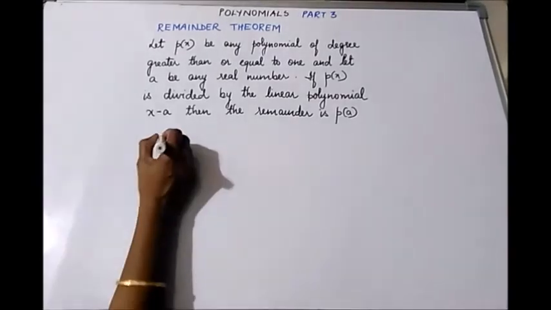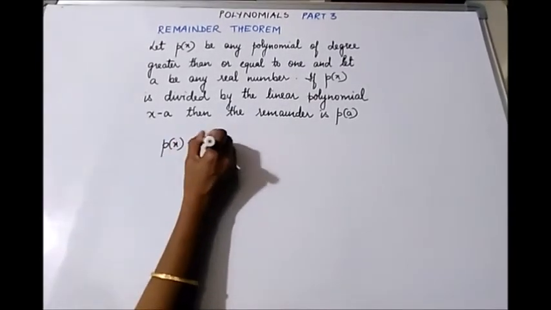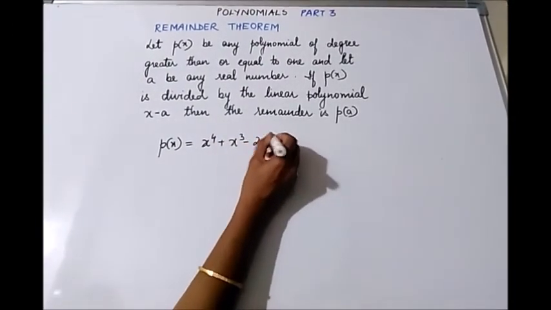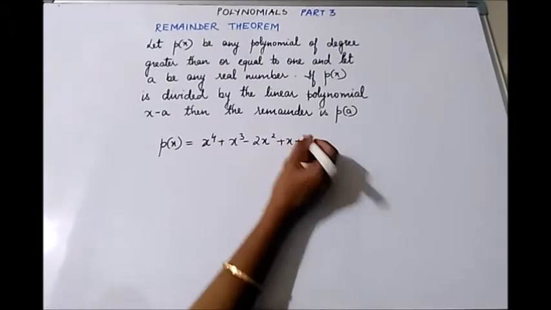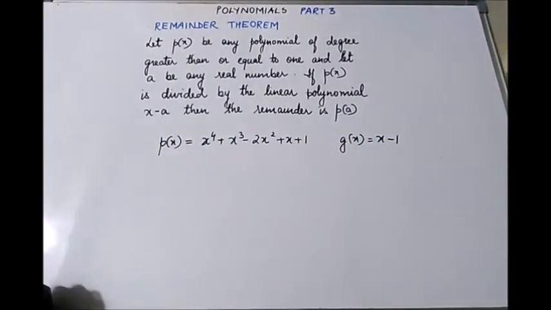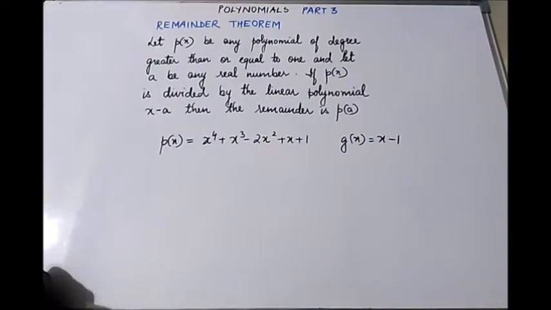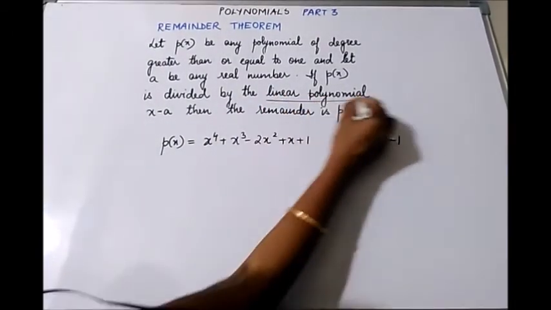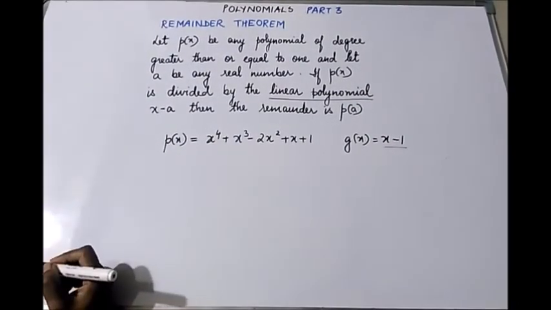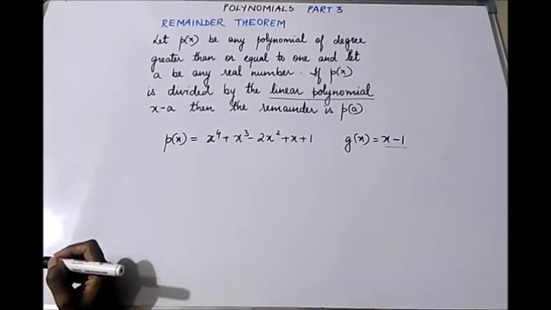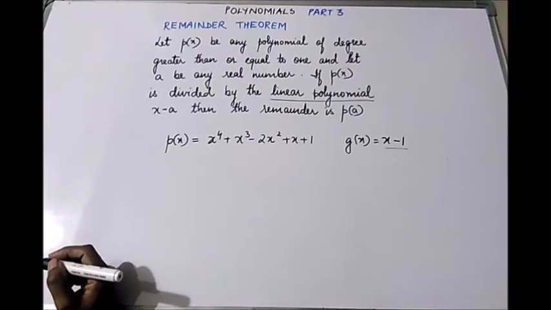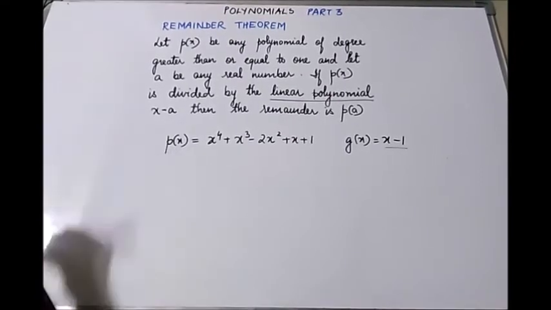Find the remainder when the polynomial is divided by another polynomial g of x is equal to x minus 1. Now remainder theorem will be applicable only when the divisor is a linear polynomial. So here the divisor is a linear polynomial, hence we can use remainder theorem. One other method is by doing long division method. We can find remainder, but that method will be lengthy. Let us use remainder theorem.